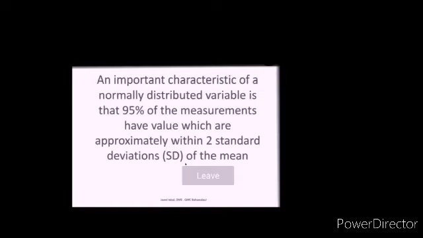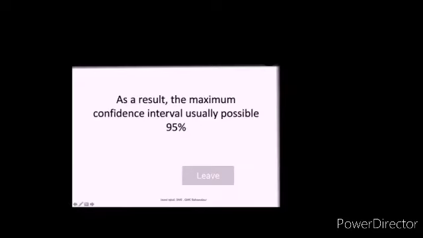An important characteristic of a normally distributed variable is that 95% of the measurement have values which are approximately within 2 standard deviation. I told you that. As a result, the maximum confidence interval hugely possible is only 95%. In other words, there is always a 5% chance of being wrong. So if our data calculated has got a chance of being wrong less than 5%, that means still this is acceptable.